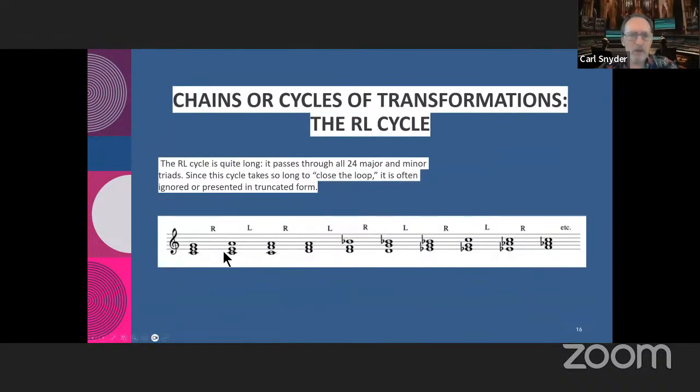Okay. So if we do the RL cycle, it's a monster. It goes through all 24 major and minor triads, which is a wonderful thing. And I think you can hear it in the slow movement beginning of Beethoven's Ninth. And there's not too many other places where you're going to see somebody go through all of them. Anyway, since this cycle takes so long to close the loop, it is often ignored or presented in truncated form. So here we have the cycle.